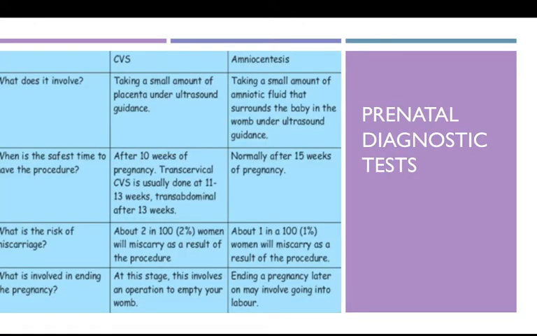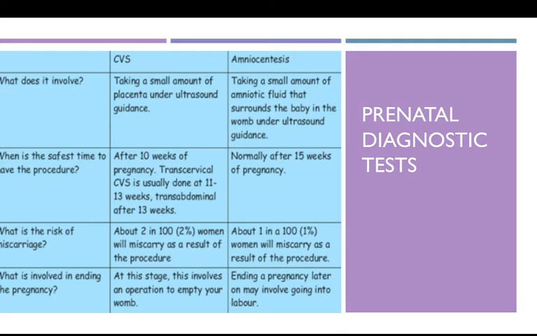Okay, so what are the prenatal diagnostic tests? There's two. There's chorionic villus sampling, so CVS, or amniocentesis. So CVS involves taking a small amount of placenta under ultrasound guidance. It can be carried out after 10 weeks of pregnancy. It's done transcervically, or transabdominally if you're doing it after 13 weeks. The risk of miscarriage is about 2%. And if after the prenatal diagnostic test you decide that you want to terminate the pregnancy, it would involve an operation to empty the uterus.